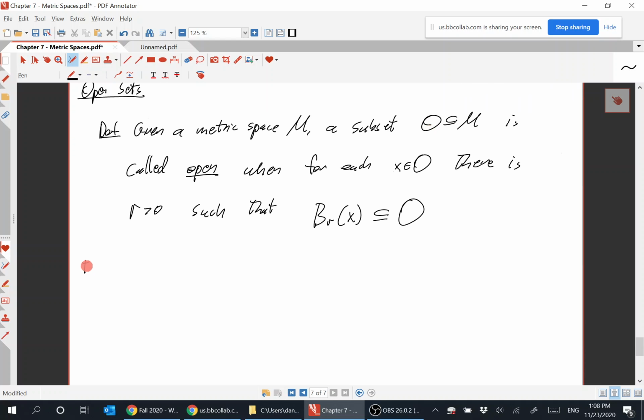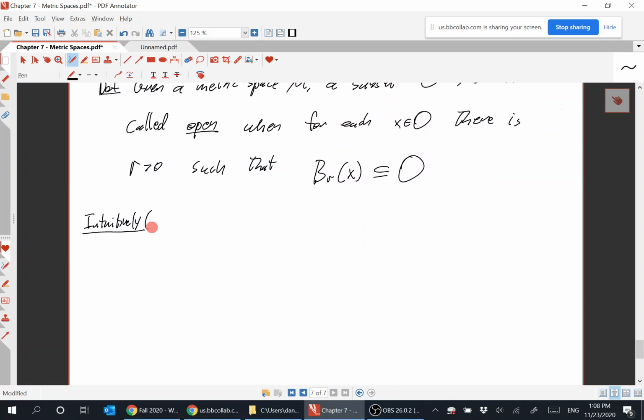So intuitively, like using R cross R, we have this idea. This is O, and then for any x inside there, there's some ball around x that will land inside of here.